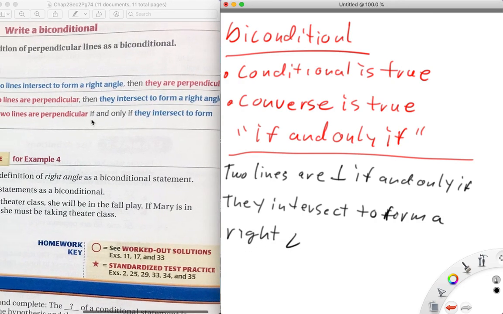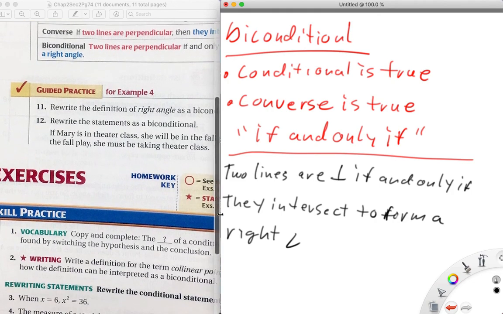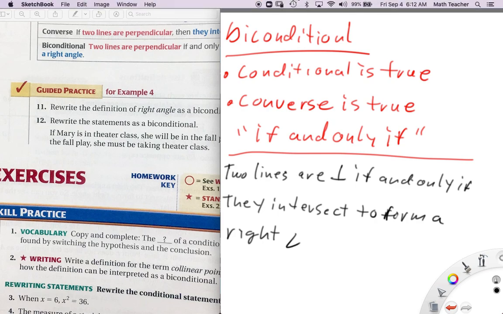Okay, so that's that section. So it's a lot of definition heavy, and it's stuff you guys not really used to seeing before. But it's our introduction to proofs.